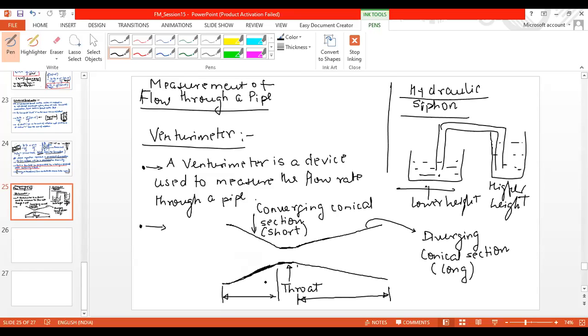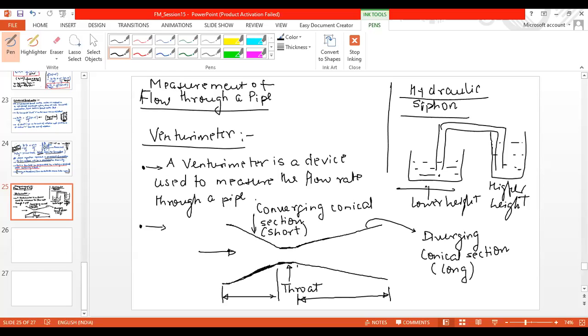Okay, so now let us discuss for some time what will happen. Let's say the fluid is flowing in this direction, so you will install a Venturimeter in a pipe to measure the flow rate in the direction of flow. So remember that this should be installed in such a way that the fluid will pass first through the short converging conical section, then through the throat, and then go to the diverging conical section. Very important point you have to remember.